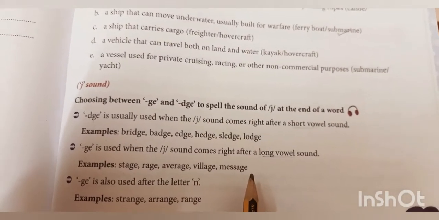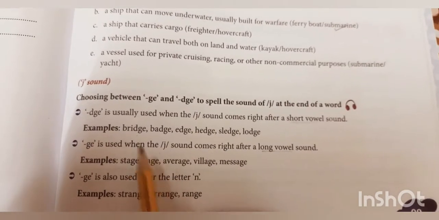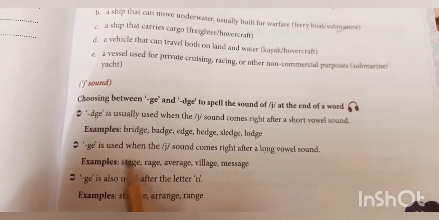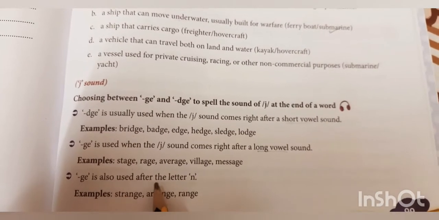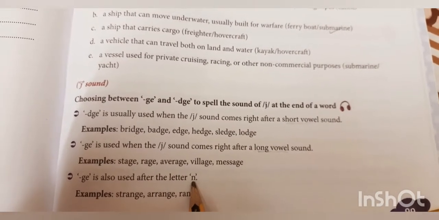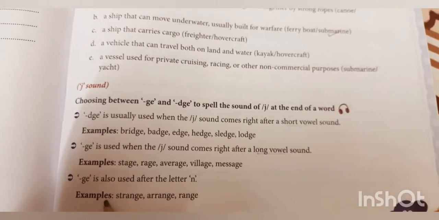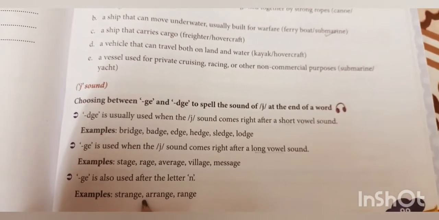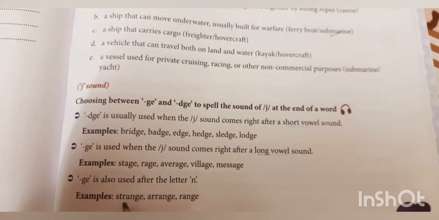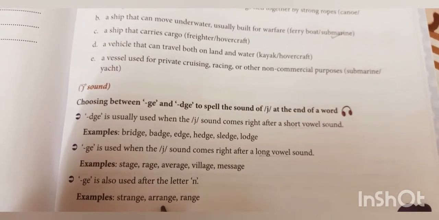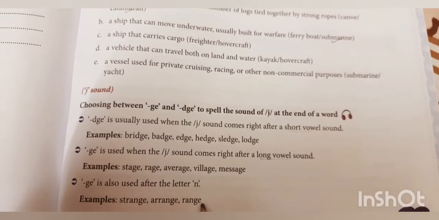Yes, are you enjoying pronouncing the sounds? Yes, children, very good. And the next one, GE, is also used after the letter N. This is a consonant. For examples: strange, arrange, range. Once again: strange, arrange, range.